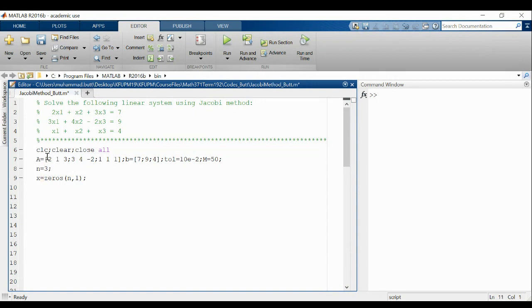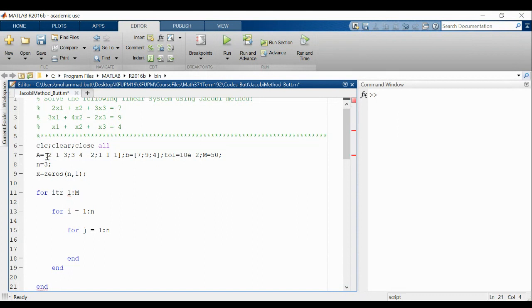Now you have to start some iterations. So you can say for iteration ITR, iteration starts from 1 and goes to m. And then we have to make two loops. One is for i equal to 1 to n, since we have n, and then we have another loop for j equal to 1 to n again. Then we have to end all these loops. This is the main idea.